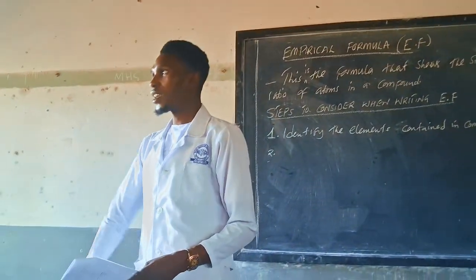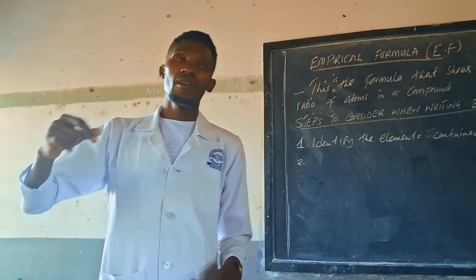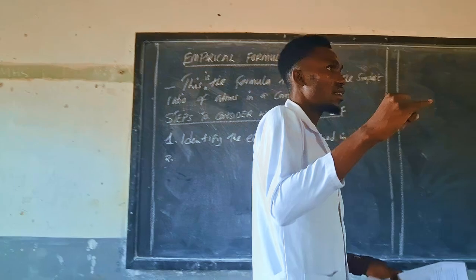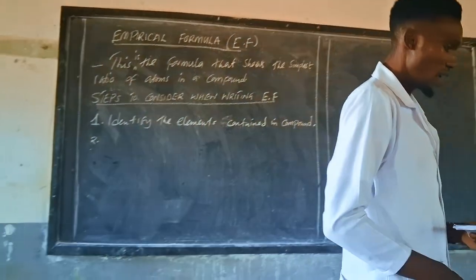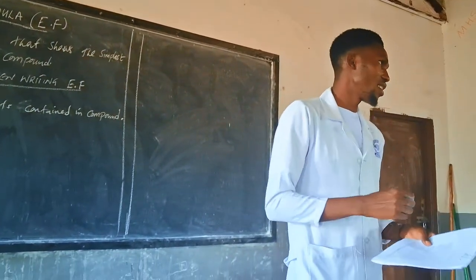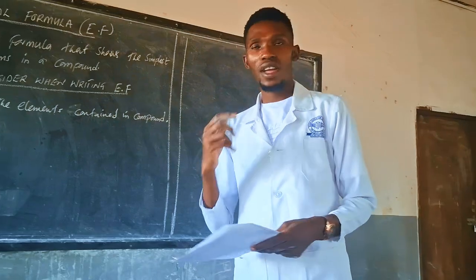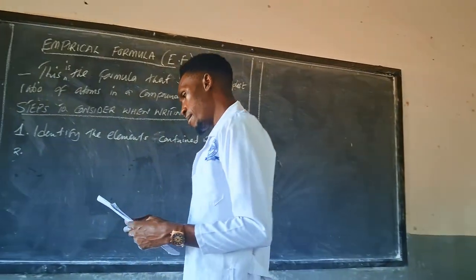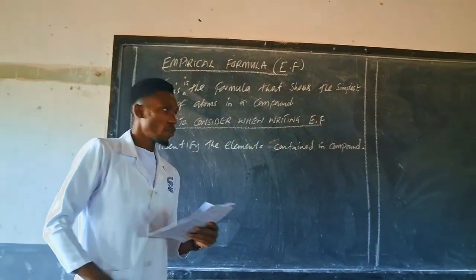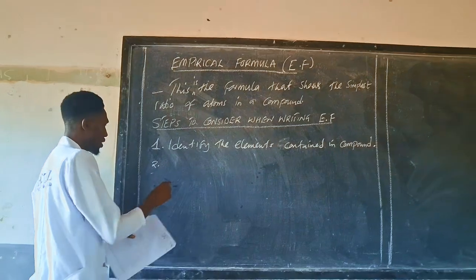Second step, after identifying the elements which are found in a compound, the next step is that you should know their masses, the mass of the elements. So know the mass of elements. You should identify the masses.